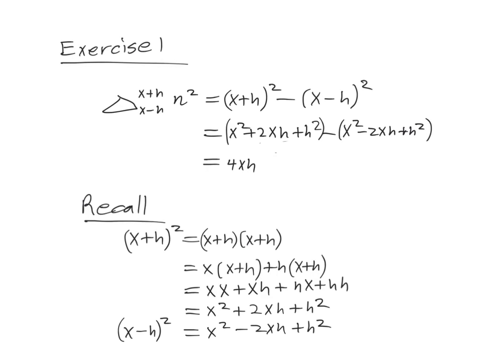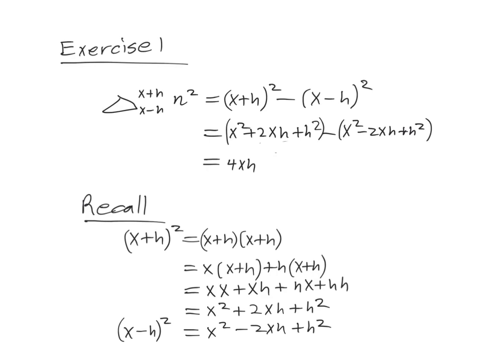Exercise 1. Compute the delta between x minus h and x plus h of n squared. First, we recall that (x plus h) squared is equal to (x plus h) times (x plus h), and distributing and simplifying, we achieve x squared plus 2xh plus h squared. If we change the plus to a minus, we get x squared minus 2xh plus h squared.